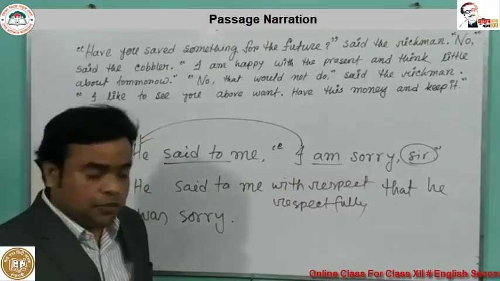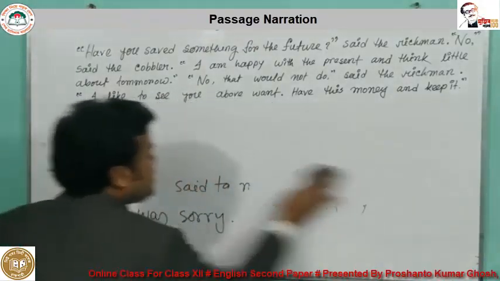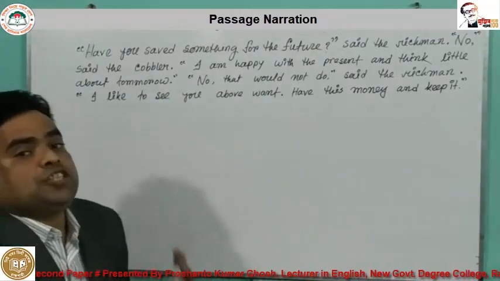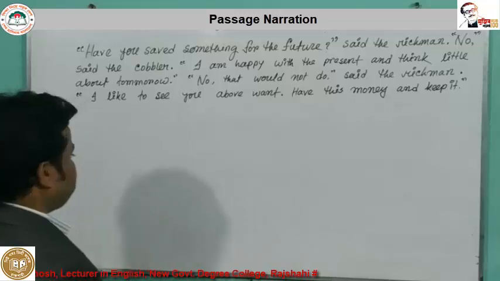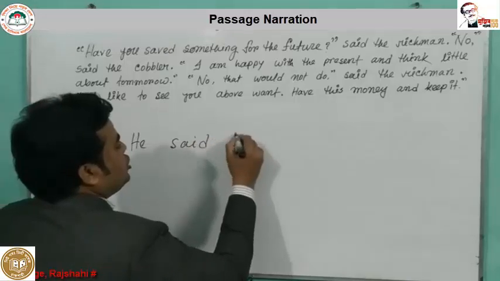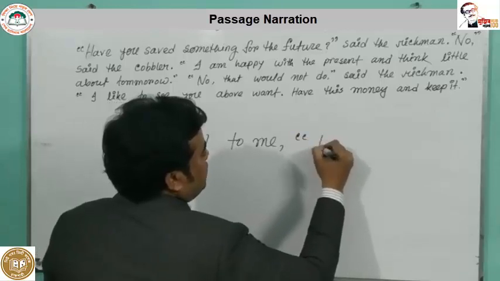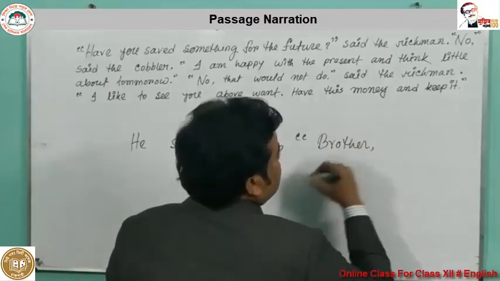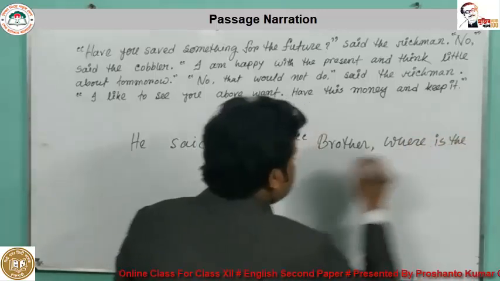I am going to another rule of changing passages from direct to indirect. You have to know these rules, because these are very important and you will face these sorts of expressions repeatedly and again in the passage narration, learners. That's why you have to know it properly. If there is a use of he said to me, brother, where is the new market?